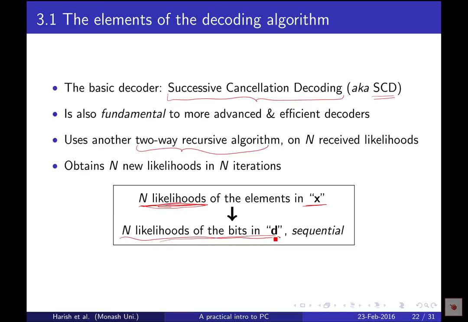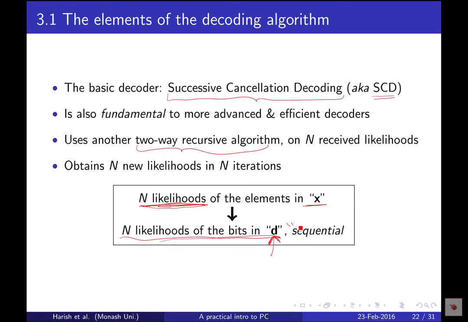D is the vector in which frozen bits and the message bits are embedded in a particular order, as you have seen in the encoding step. So that D is going to be decoded, which essentially means we are decoding the message itself, because all the rest are zeros, which are known already. This particular decoding of D is going to happen in a sequential fashion.